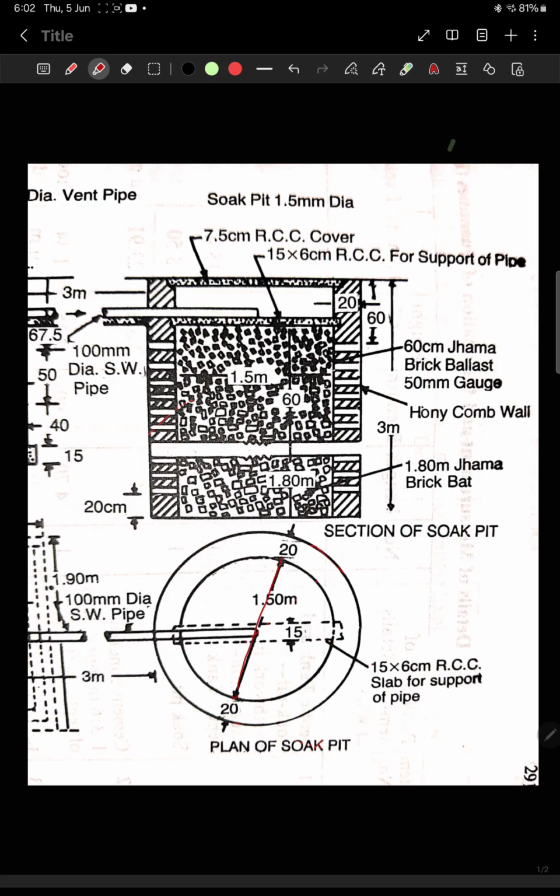This is 1.5, this is 20 centimeter, this is 20 centimeter. So overall outside to outside diameter is 1.9 meter. Okay, and if we look at the sectional view, then you can see the overall height is 3 meters.